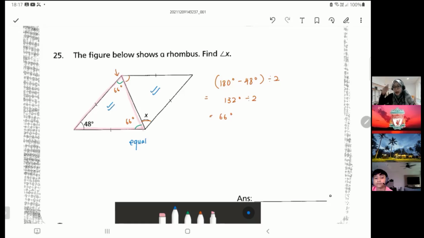A rhombus is like a slanted square. A square, when you cut it up into two parts, the two parts will be the same, through triangles, I mean. This is a slanted square. You cut it up into half like that, which means this half and that half is the same. So if this is 66, here is 66, here is also 66. The answer is 66 degrees.